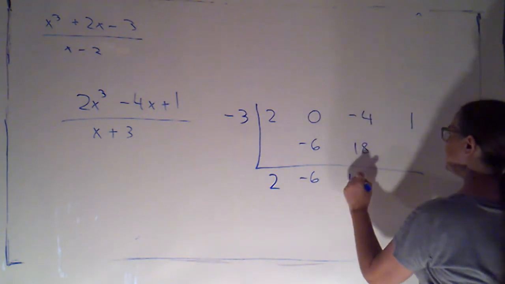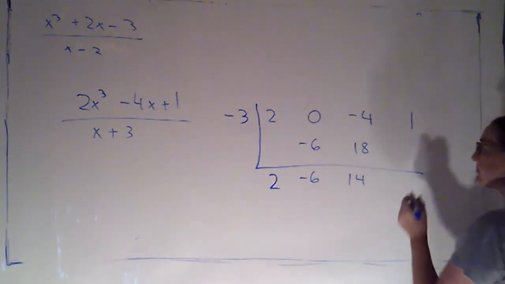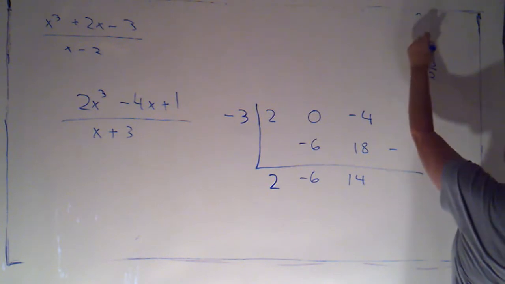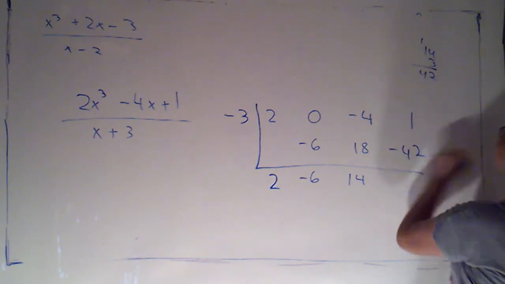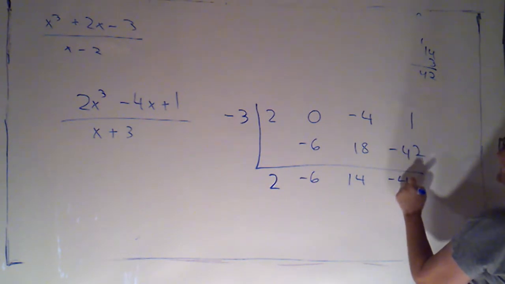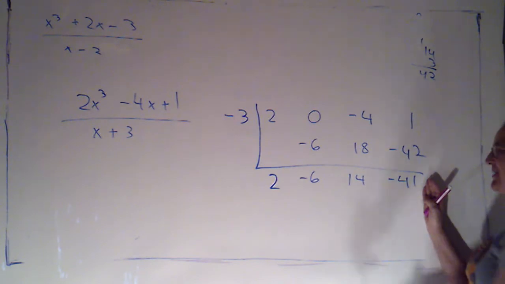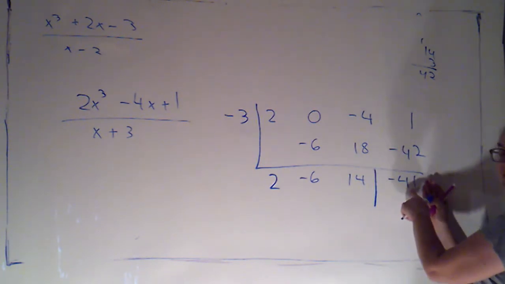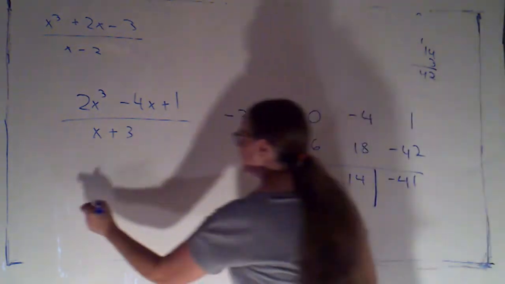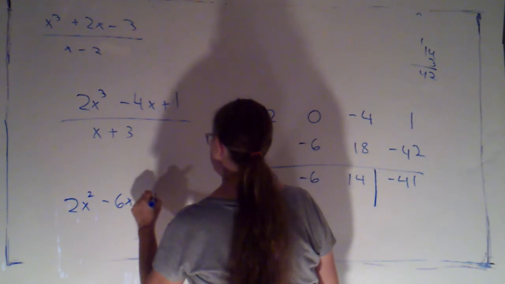-4 plus 18 is 14. 14 times -3 is going to be, oh, I can do this, -42. 1 plus negative 42 is negative 41. Now this is code for my answer. That's my remainder. So this is constants, x's, x squareds. So I'm getting 2x squared minus 6x plus 14.